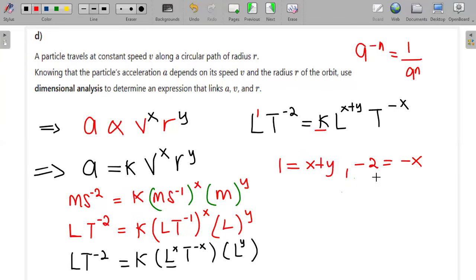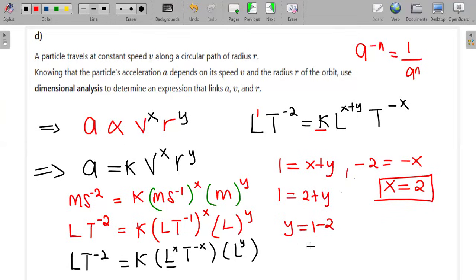So what does this mean? Here I'll just divide by a negative both sides. So X will just be equals to what? To 2. So if X is equals to 2, well, then what will be my Y? So that would be 1 is equals to 2 plus Y. So Y is equals to 1 minus 2, which will just be minus 1. So Y is equals to minus 1, like this. Okay, so we found the values of X and Y, and then we can take them back in the equation.